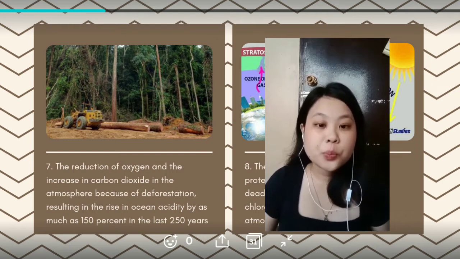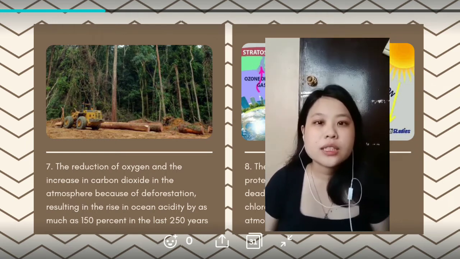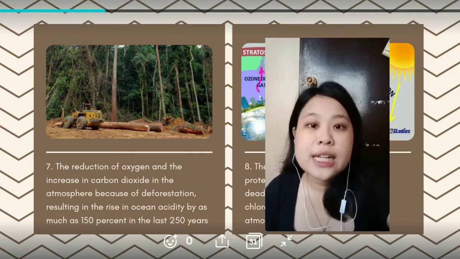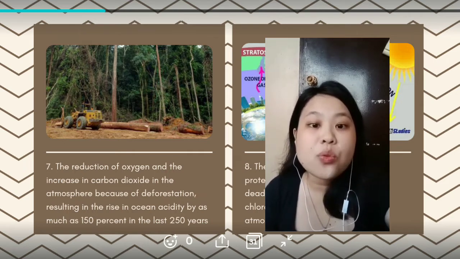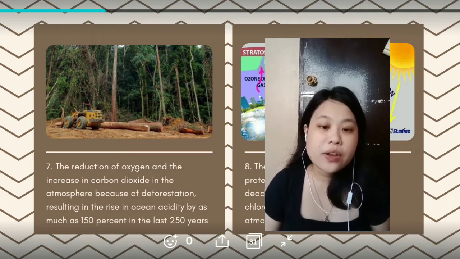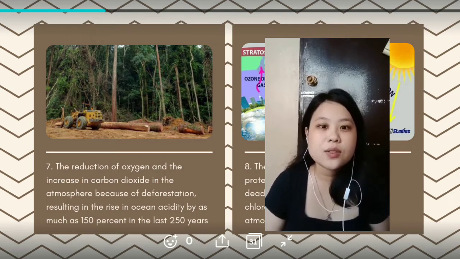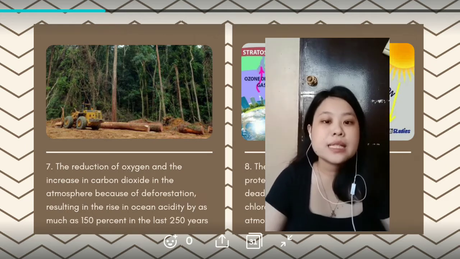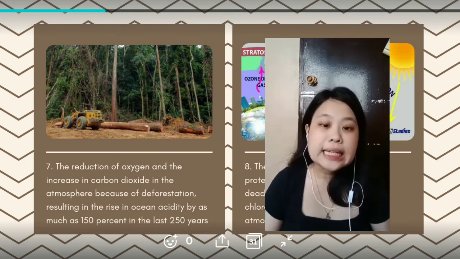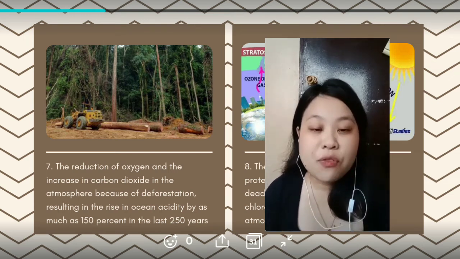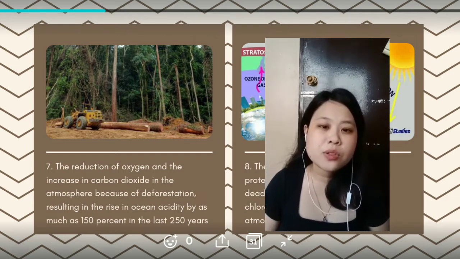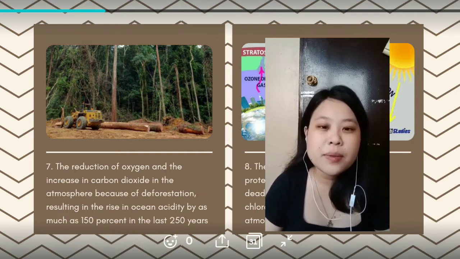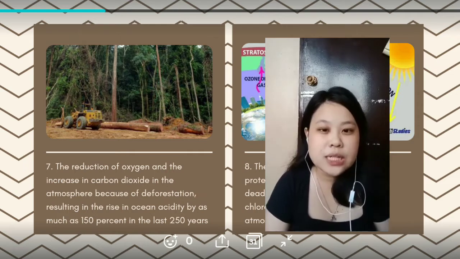So the next problem that we have here is the reduction of oxygen and the increase in carbon dioxide in the atmosphere because of deforestation, resulting in the rise in ocean acidity by as much as 150% in the last 250 years. Wherein in this one, we are very familiar with deforestation, right? Since elementary, it has been discussed what deforestation is. So because of deforestation, no, mas mo-overpower o mas malabuan sa carbon dioxide ang oxygen, or it can lead to ocean acidity no, or ocean acidification, wherein people are just unsa man putol kay putol na sila og kahoy no without thinking what is the effect no, unsa man na siya makaapekto sa mga tawo ang pagputol og paputol nila og trees without planting no.